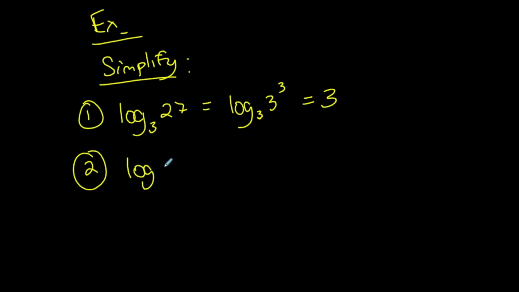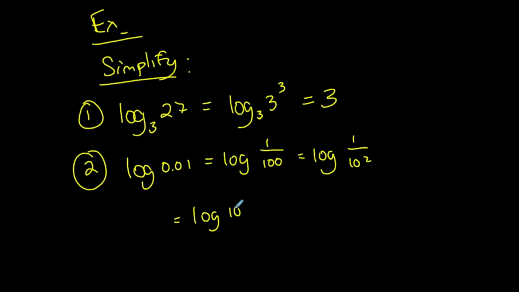Log of 0.01. Be careful with these, because I can rewrite 0.01 as 1 over 100. And then just using properties of exponents, this is 10 squared. Log of 1 over 10 squared is 10 to the negative 2. So 0.01 is the same thing as 1 over 100. 100 is represented as 10 squared. And 1 over 10 squared is 10 to the negative 2. And the base of this log is 10, so they cancel each other out, and this is equal to negative 2.